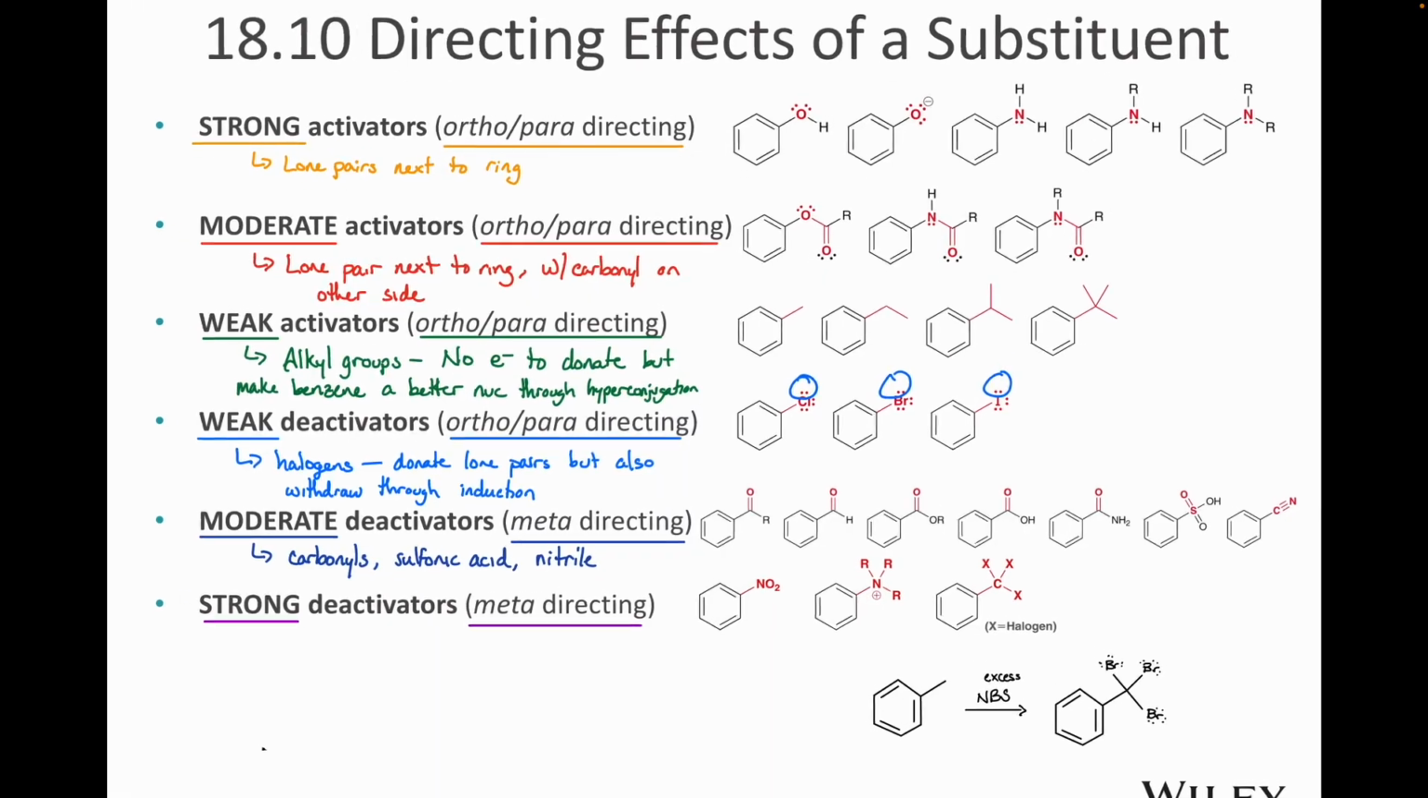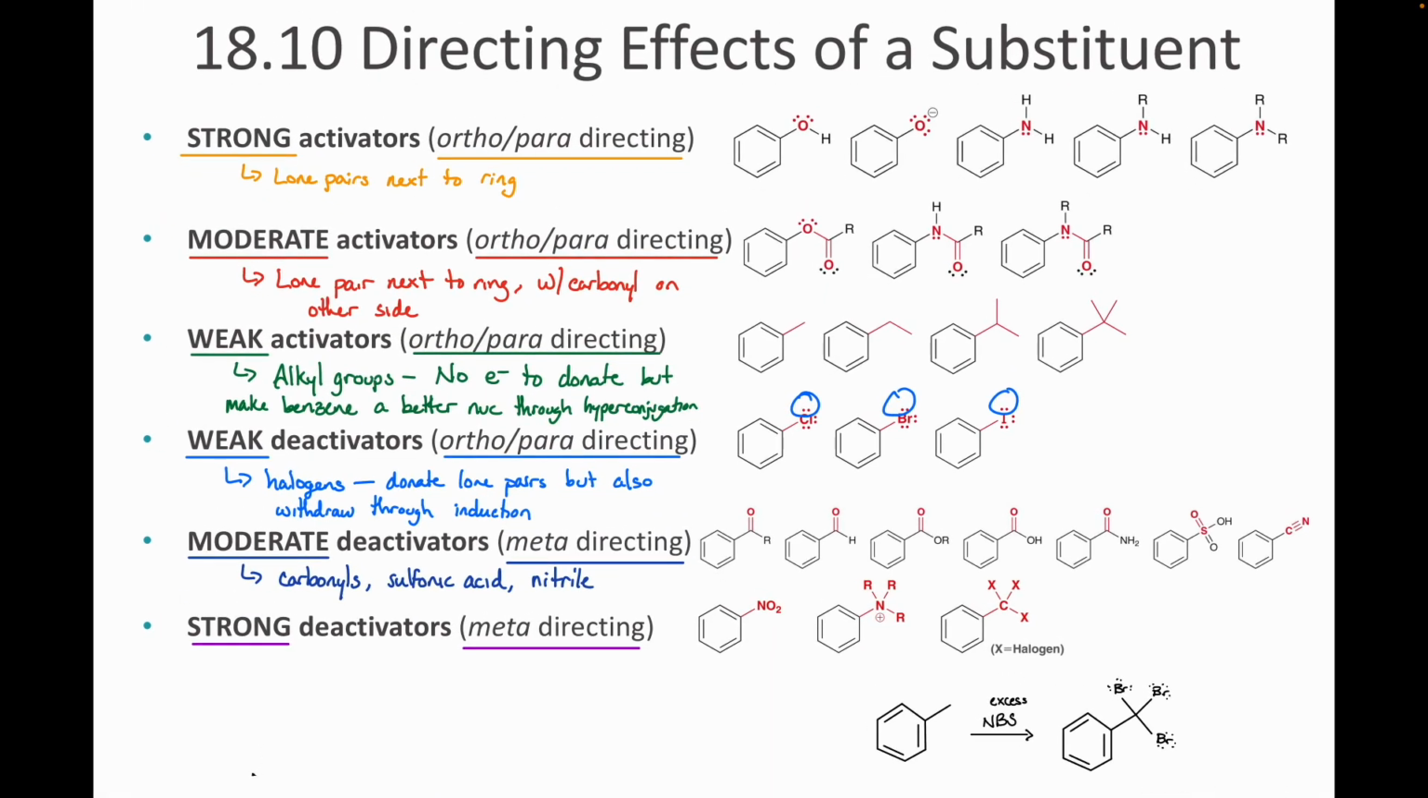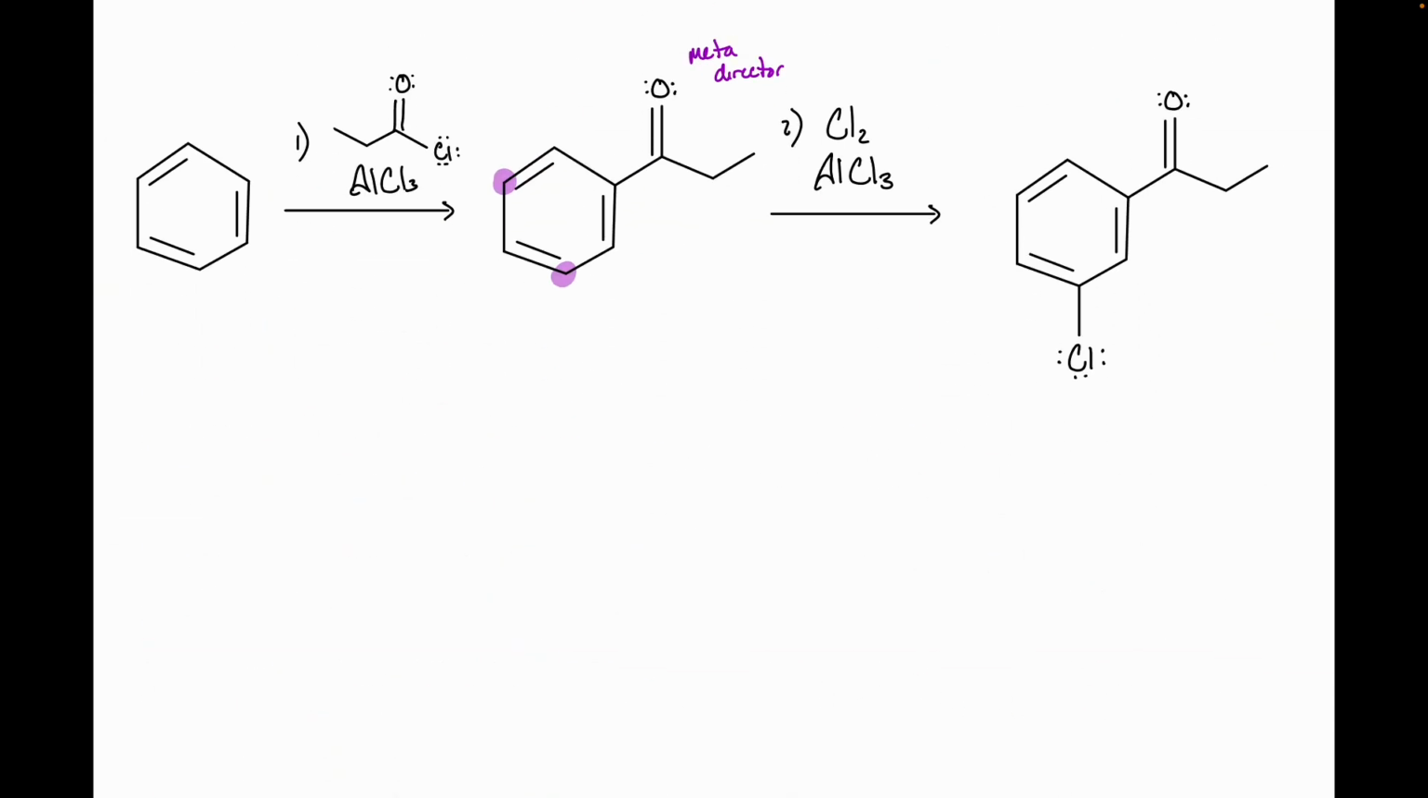Cool. So again, this is under the introduction page of our chapter 16 module on Canvas, this little cheat sheet here. But yes, we got the world broken down into ortho, para, or metadirectors, and then we further broke them down into these categories of strong, moderate, and weak. All right, so what's the strong, moderate, weak business doing for us? Let's take one last specific example here.